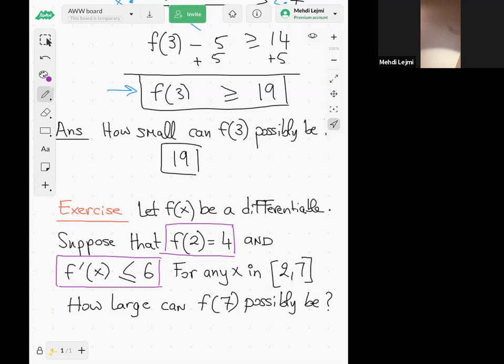Okay, this is a little bit different from the previous example. In the previous example, the question was how small can f of 3 possibly be? So here it's how large can f of 7 possibly be, right? I'm gonna give you a couple of minutes to think about this exercise, guys. So this is very similar to the previous example.